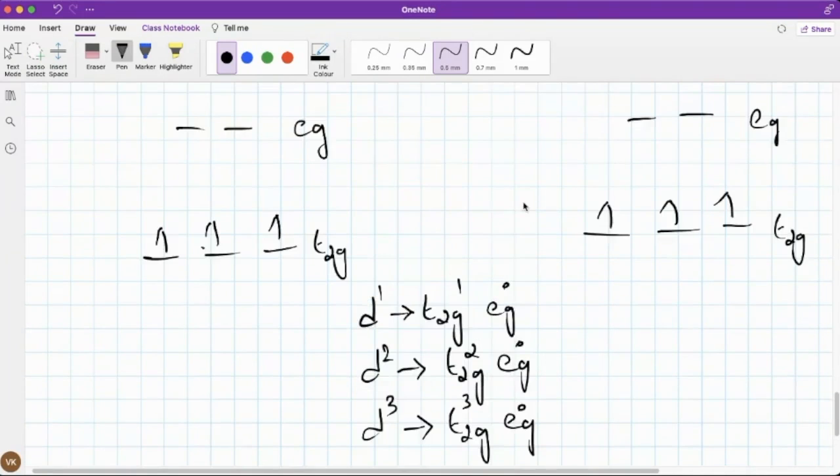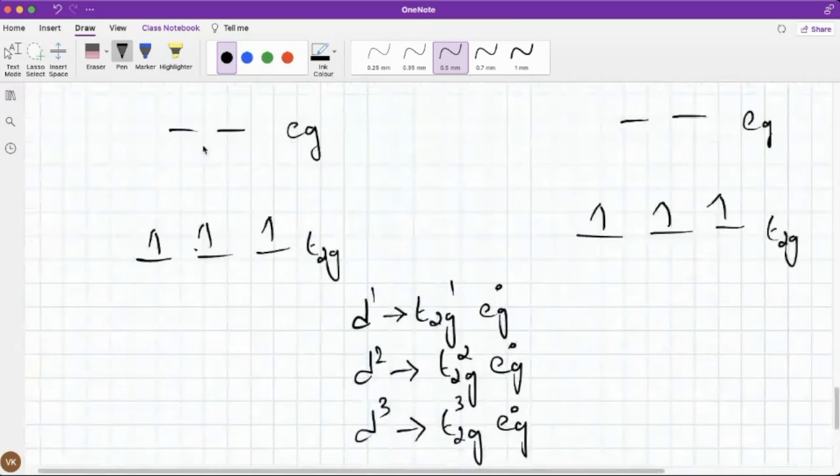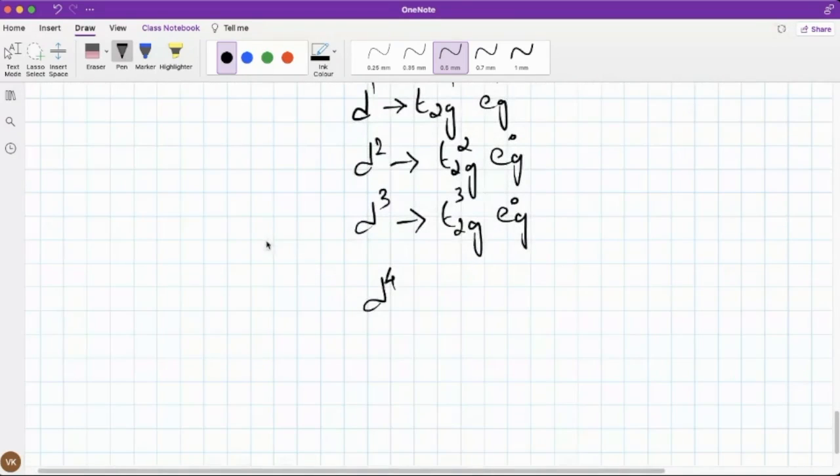Now it only makes a difference when you go for D4. The question is whether the electron will go here or here. I said it depends on delta naught and pairing energy. Suppose in one case the delta naught is higher than pairing energy, and in the other case the delta naught is less than pairing energy.